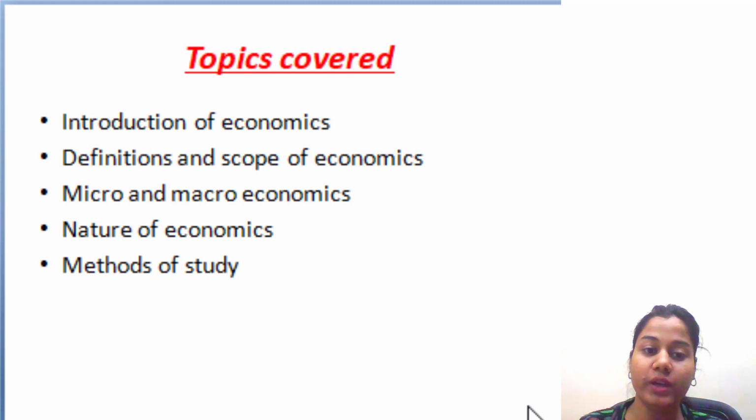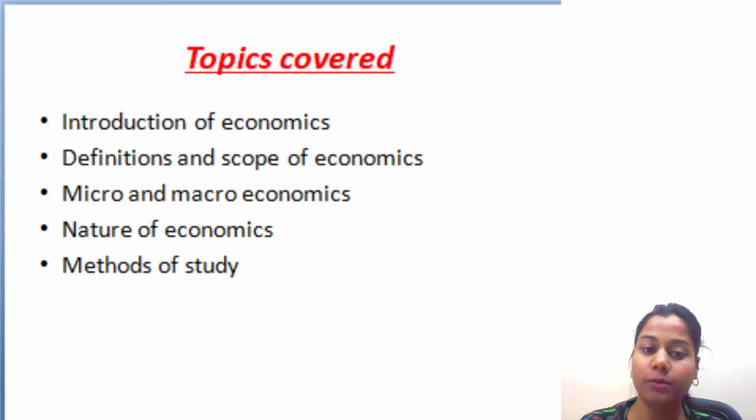So what all topics we have covered over here? The first one was introduction of economics, that what is economics. There are two main concepts, that limited resources and unlimited wants. The second is definition and scope of economics. Here we studied four major concepts. The first one was wealth concept, then welfare concept, then choice making concept, and last one was growth concept. Then we studied micro and macroeconomics.